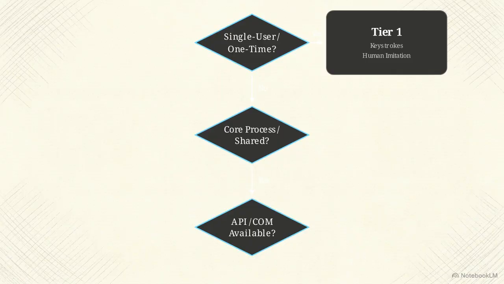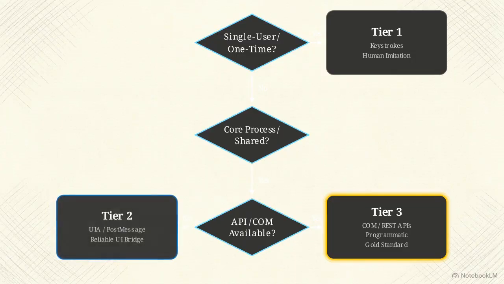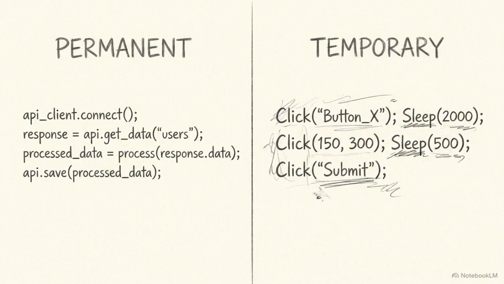At this point, you look for a backend API or COM object. If one exists, you build a Tier 3 connection. If not, you use Tier 2 to bridge the UI gap. The goal is to prioritize back-end APIs whenever longevity matters, saving visual methods only for the simplest, temporary tasks.